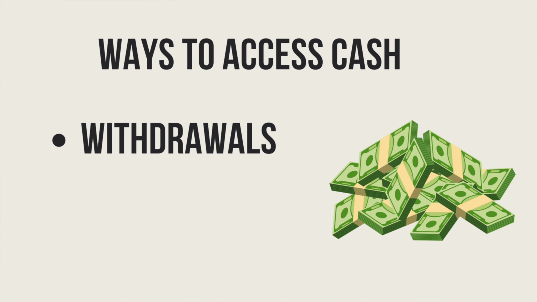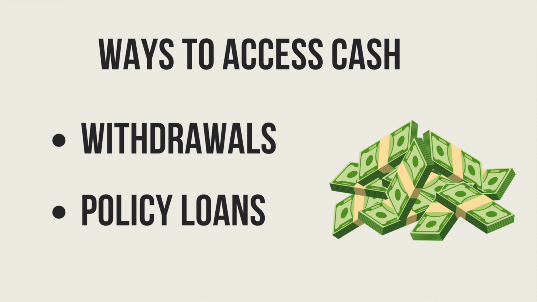One is via withdrawals, and then the second is policy loans against your cash value. Now withdrawals, essentially how it sounds, you withdraw money from the account. That's going to lower your cash value, and remember, anything above the cost basis of what you've put in, basically anything above what you've put in to the policy, is going to be taxed via income tax. So this is the least used option because of the tax liability.